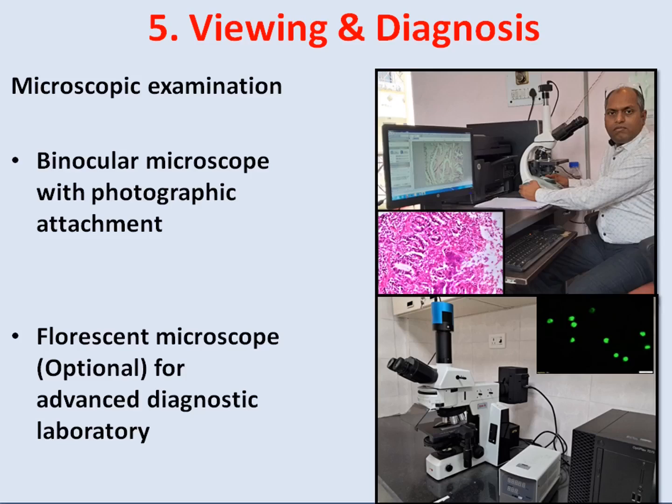If you have a very advanced histopathology lab, for some diseases such as rabies, we generally use fluorescent antibody testing. And for this fluorescent antibody testing, we need to have a fluorescent microscope. But it is very costly, it comes around 7 to 20 lakhs depending on make and model. So it is generally used in very sophisticated labs. But for conventional histopathology, this binocular microscope with photographic attachment is sufficient.